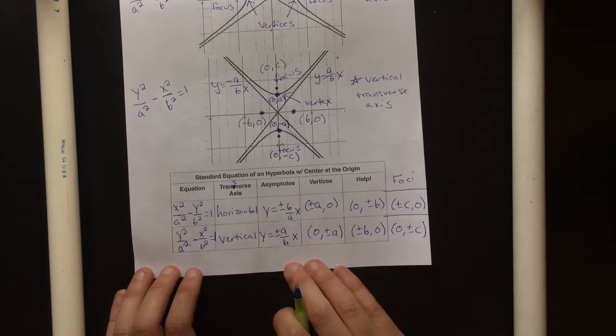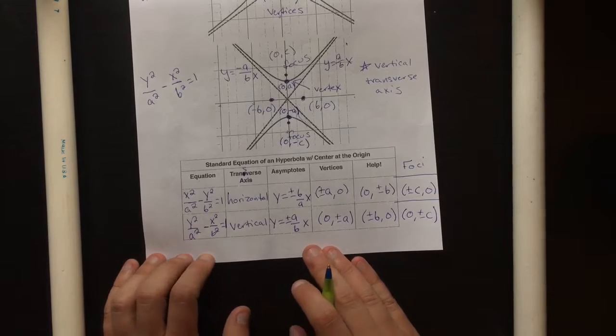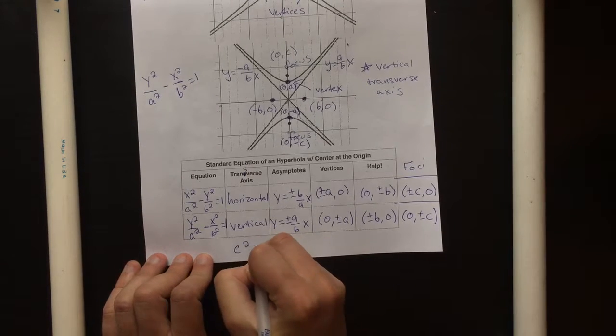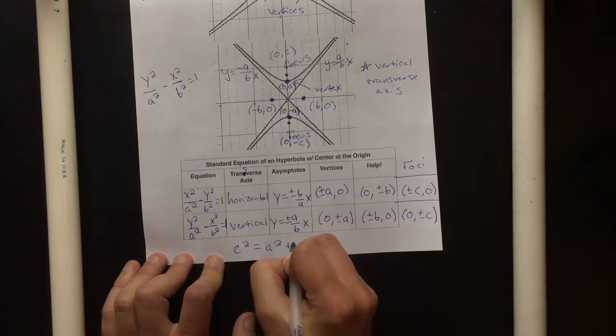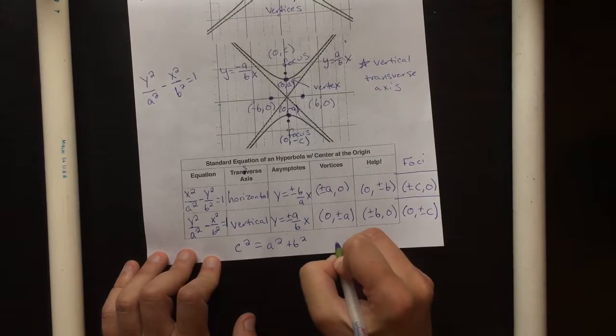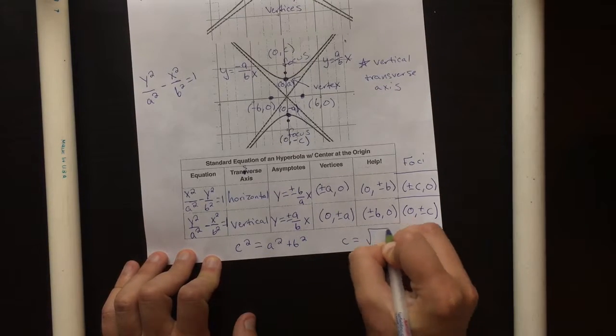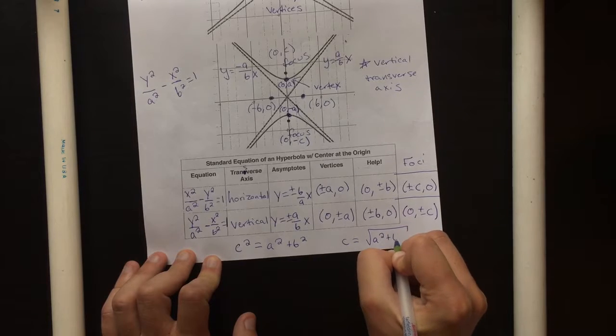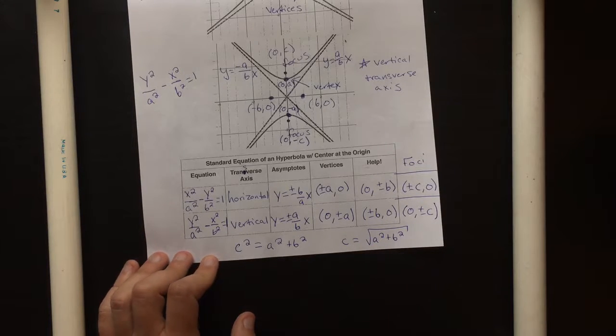If we need to find c, this is very similar to the ellipses. C squared equals a squared plus b squared, or c equals the square root of a squared plus b squared. Same equation, just written differently.